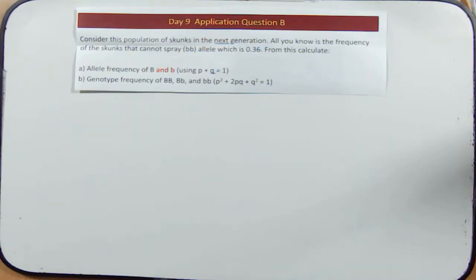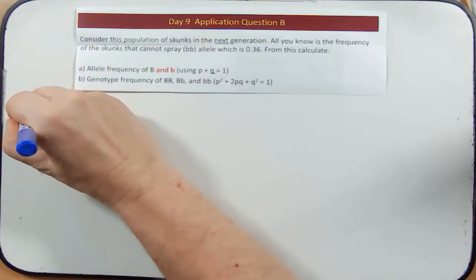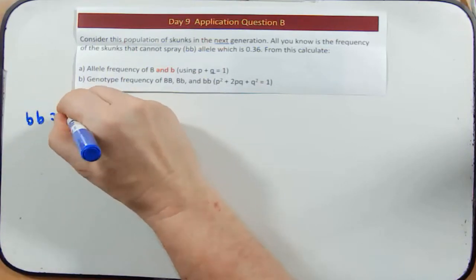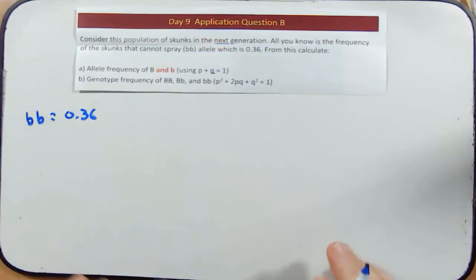In order to do that, we need to figure out the allele frequency and genotype frequencies of this next generation. And all that we've been told so far is that the frequency of skunks that cannot spray that stinky stuff, that is the little b alleles, is equal to 0.36. And that should be enough to figure out the rest of this problem. But let's break this down.